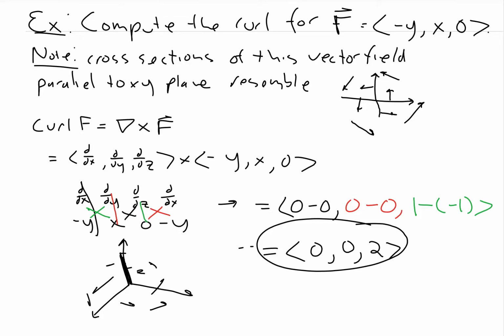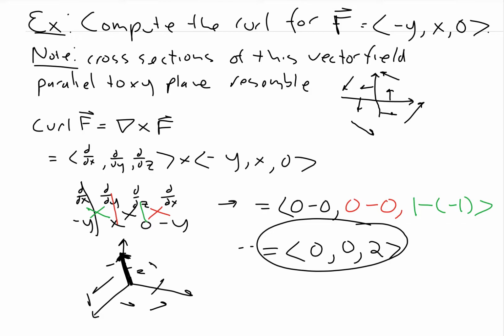We have just said that this guy, 0, 0, 2, is my curl vector, right? That is my curl of f. Now, if you want to be a little bit more precise about how this vector tells me how I'm spinning, this does behave according to the right-hand rule.